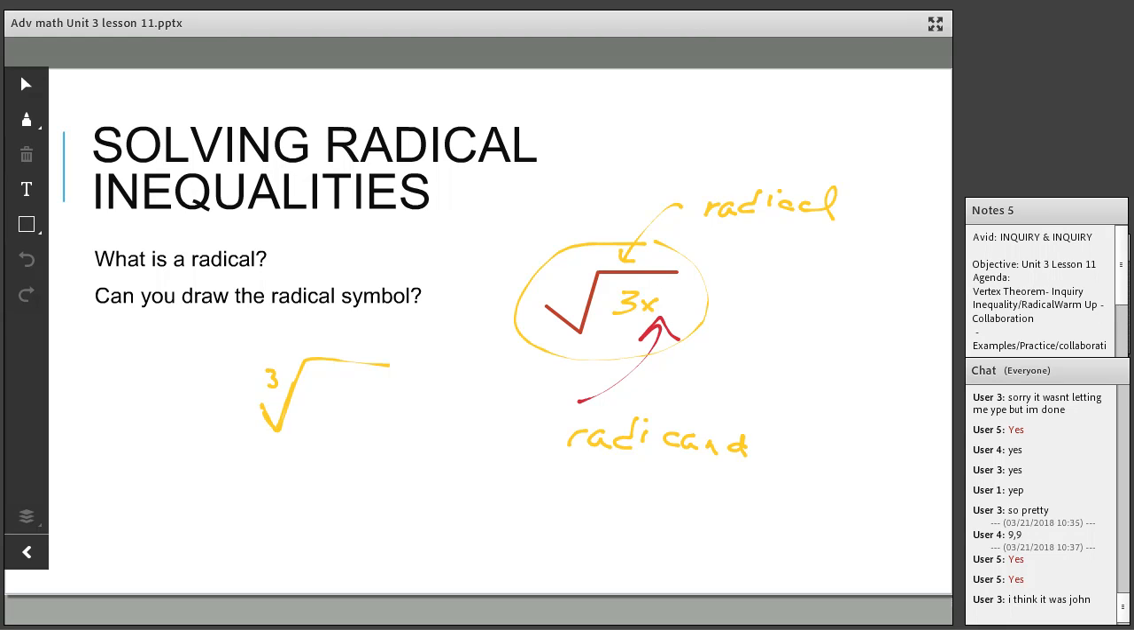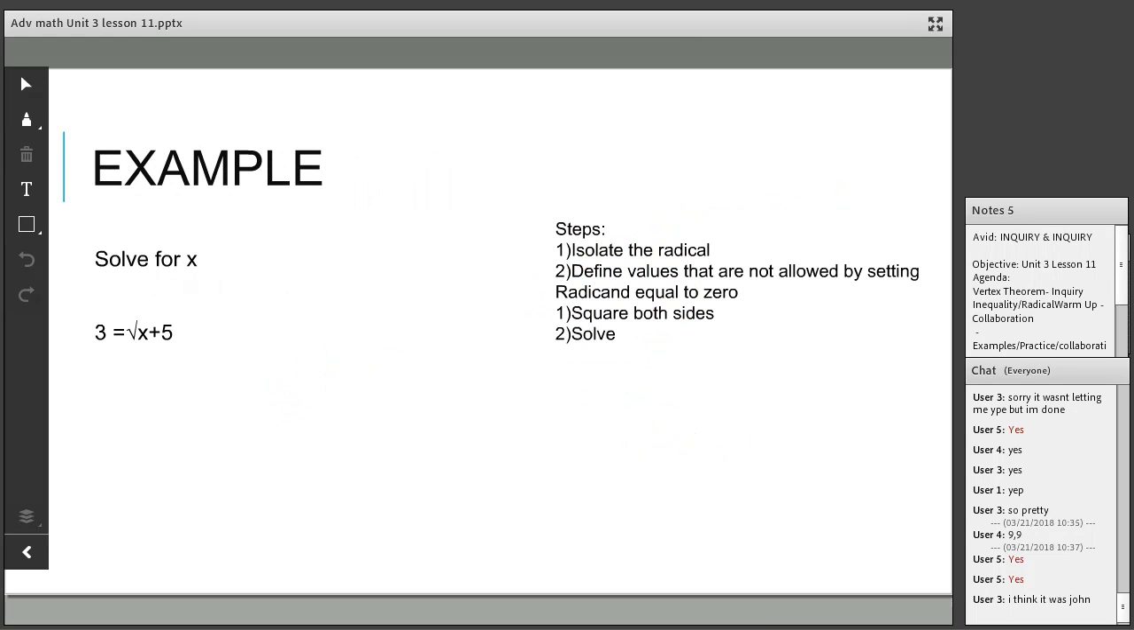Okay, so a radical is really just square roots, cubed roots, quadratic roots, fractional exponents, if you remember that. These are radicals. So we're going to start using radicals and inequalities, and there's just a couple of different things we need to do when we go to solve those.